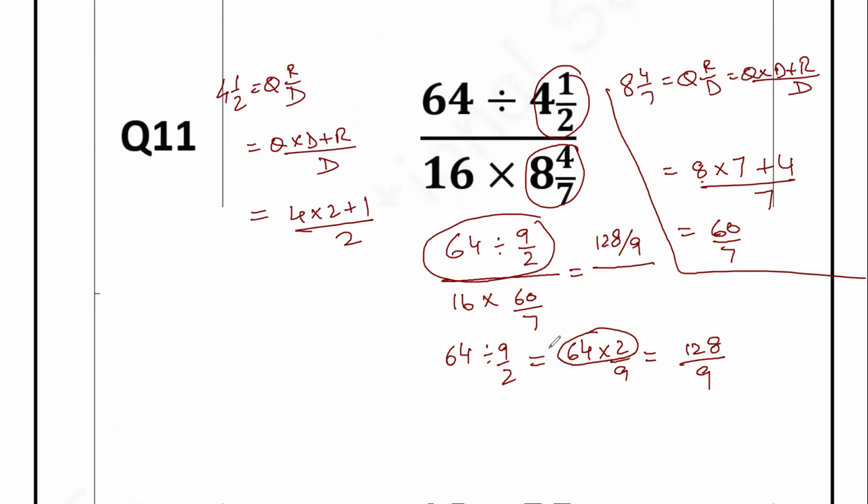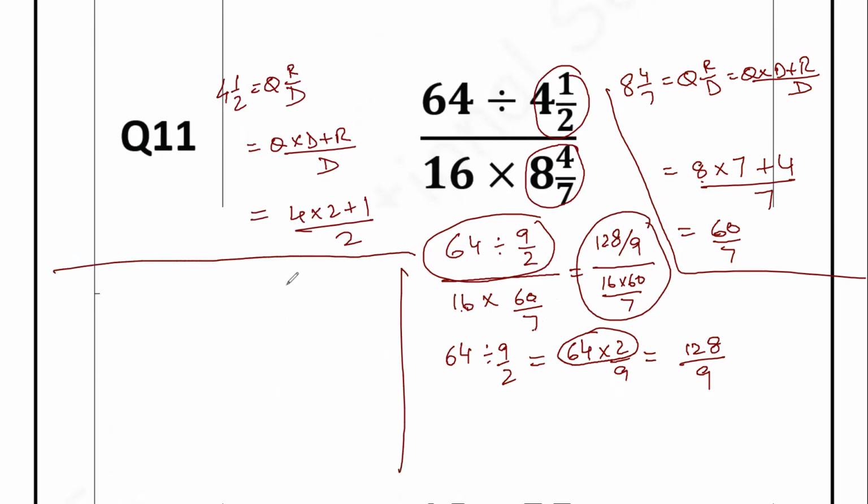The bottom one doesn't cancel out, does it? 16, 60 by 7, it just doesn't cancel out. So we'll multiply these two, 16 into 60 over 7 like that. Now I'll take this and write it down over here. 128 over 9 divided by 16 into 60 over 7. 128 over 9, we flip it, 7 over 16 into 60.